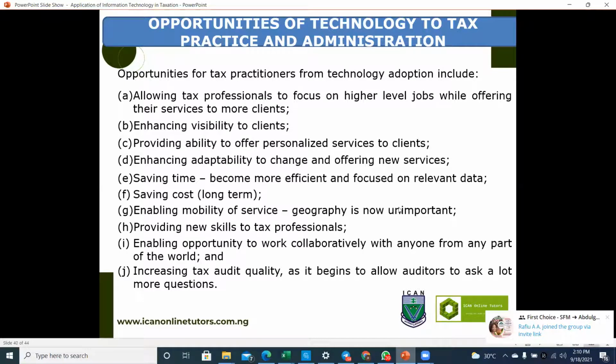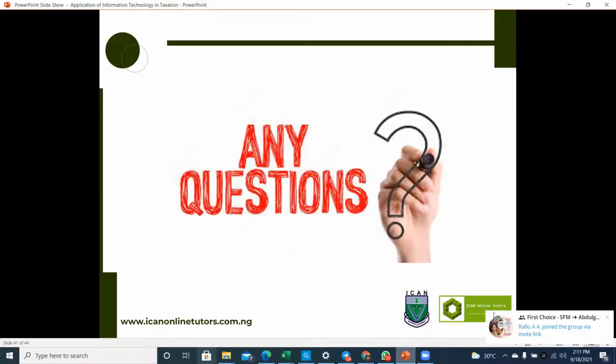Now, the opportunities for adopting technology for tax practitioner and administrator. One, it allows tax professionals to focus on higher level jobs while offering their services to clients, enhancing visibility to clients, providing ability to offer personalized service to clients, enhancing adaptability to change and offering new services, saving time, become more efficient and focused on relevant data, saving costs, enabling mobility of service, providing new skills to tax professionals, enabling opportunity to work collaboratively with anyone from any part of the world, and increasing tax audit quality as it begins to allow auditors to ask a lot more questions.